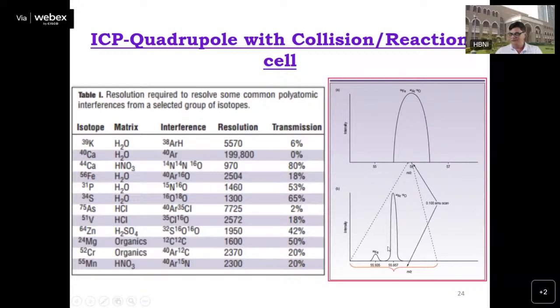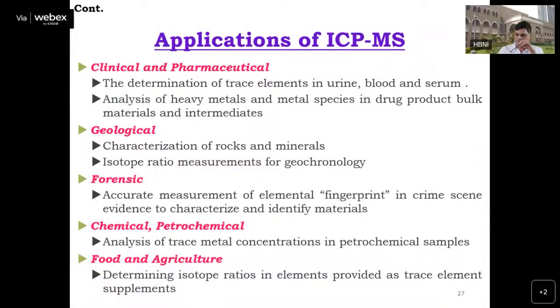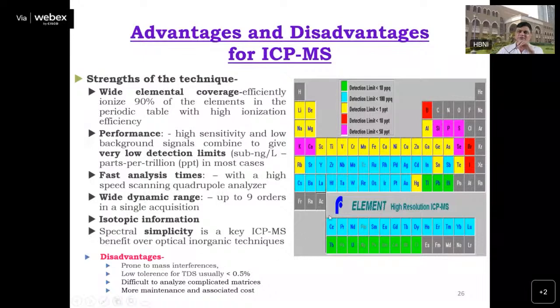Here we can distinctly separate the iron peak from the combination of argon and oxygen. Otherwise, polyatomic interferences cannot be avoided in the case of ICP-MS. This is basically a disadvantage when we are doing analysis by ICP-MS. These are the various detectors, that is Faraday cup collectors or the electron multiplier. So this is how all the instrumentation comes together.